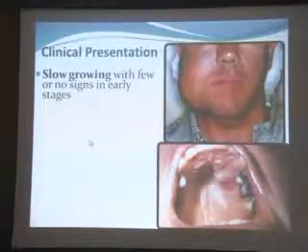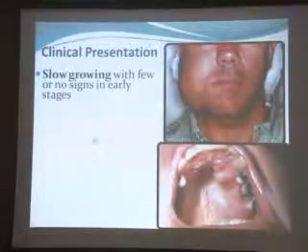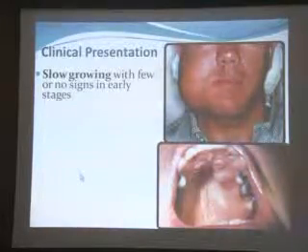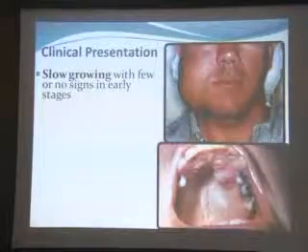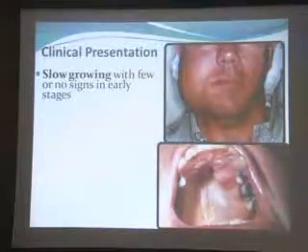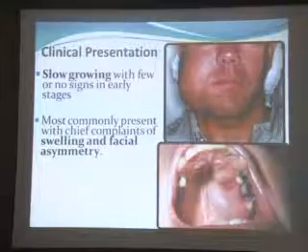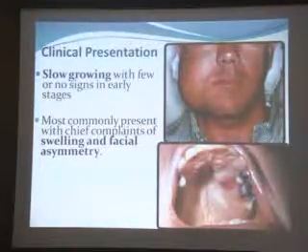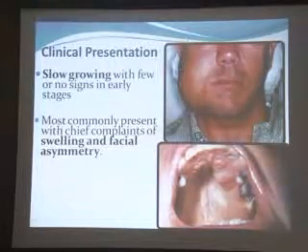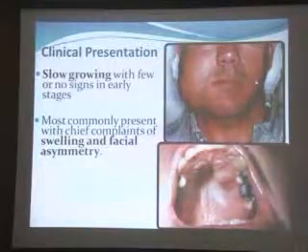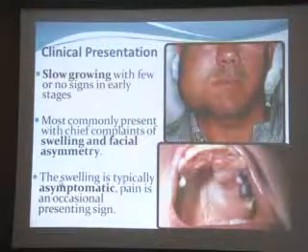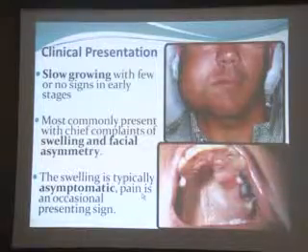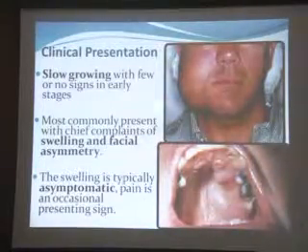Clinically, how does it present? It is slow growing with few or no signs in the early stages. As mentioned in the definition, it is very persistent in growth, but that is why it is very slow growing. Most commonly patients present with the chief complaints of swelling and facial asymmetry, which can be very well appreciated here. Most of the time the swelling is asymptomatic, and sometimes pain is an occasional presenting sign.